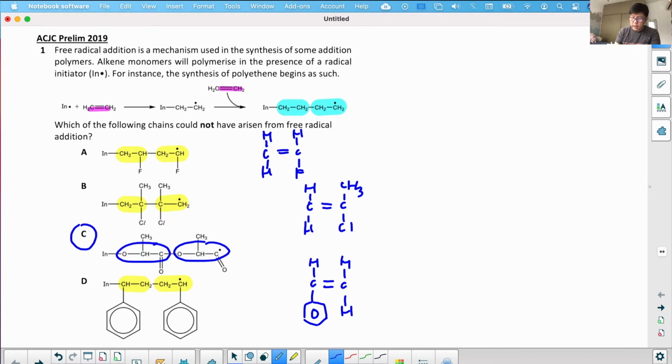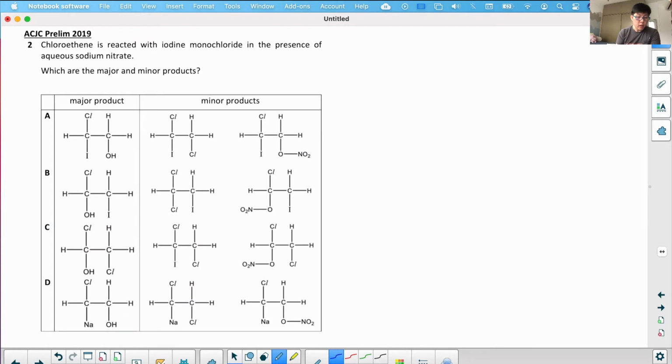All right, so let's look at question 2. Chloroethene is reacted with iodine monochloride, which is ICl, in the presence of aqueous sodium nitrate. So there's actually Na plus, there's NO3 minus, and there's water. Okay, so this is what's present. What are the major and minor products?